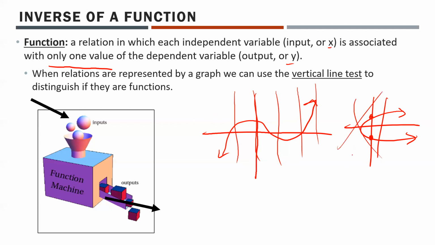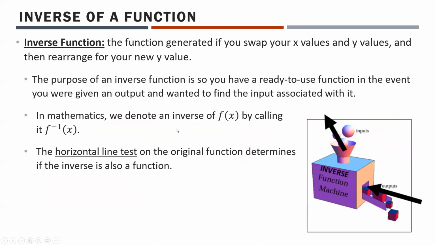Anyway, an inverse function, on the other hand, what we actually care about today, is the function generated if you swap your x values and y values and then rearrange for your new y value. So basically, our output becomes our new input and our input becomes our new output. We just want a machine that works in reverse, so that we can take our old outputs, put them back through the inverse machine, and we get what we started with in the first place.